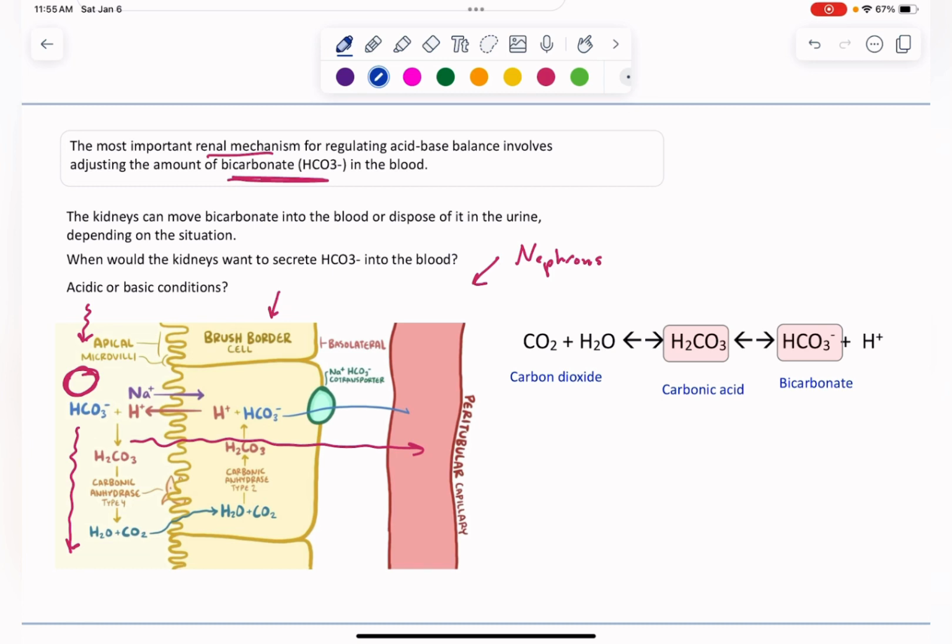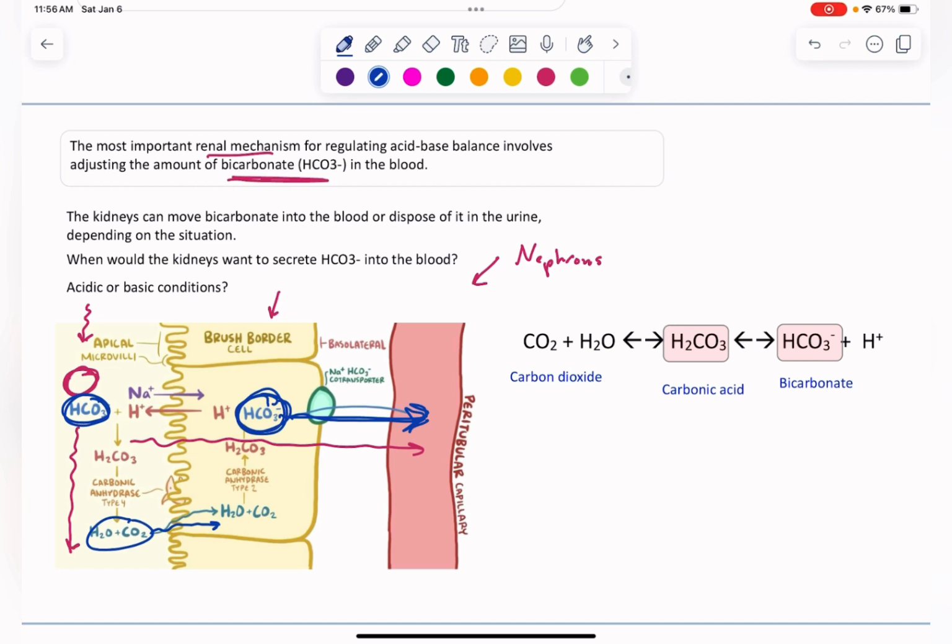What they can do, here you see you have bicarbonate in the filtrate, in these renal tubules, in these nephrons, and they can move that bicarbonate. It's kind of an indirect process. It gets converted to water and CO2, then it moves inside the wall of this renal tubule. It gets converted back to bicarbonate, and then this bicarbonate can be transported into the blood. And that's the really important part here, is that the kidneys, if they want to, can take this bicarbonate and move that into the blood.